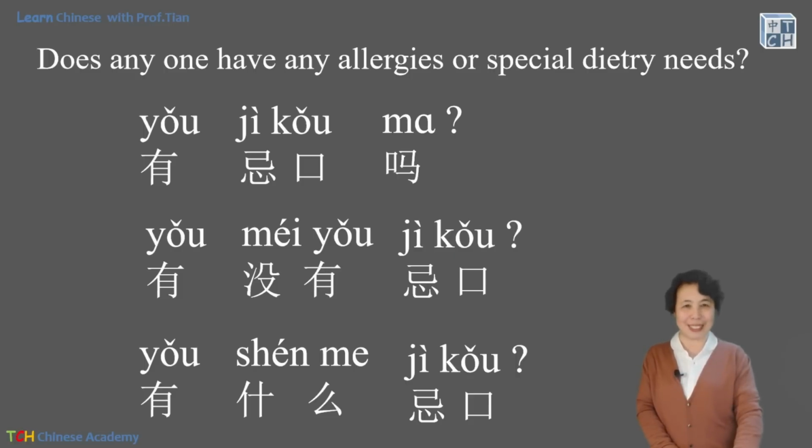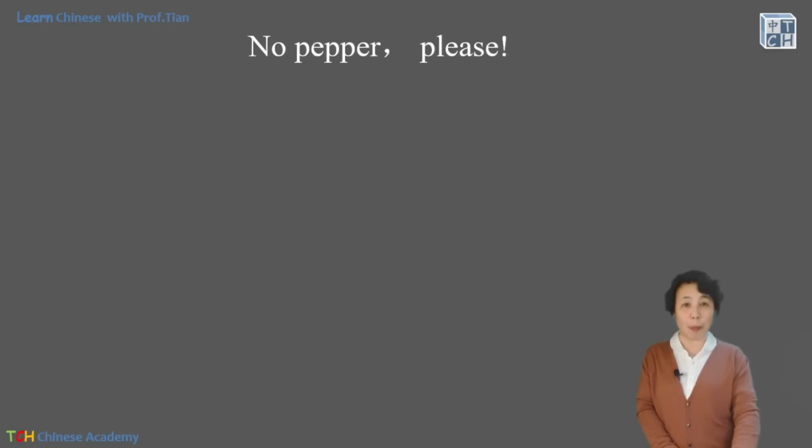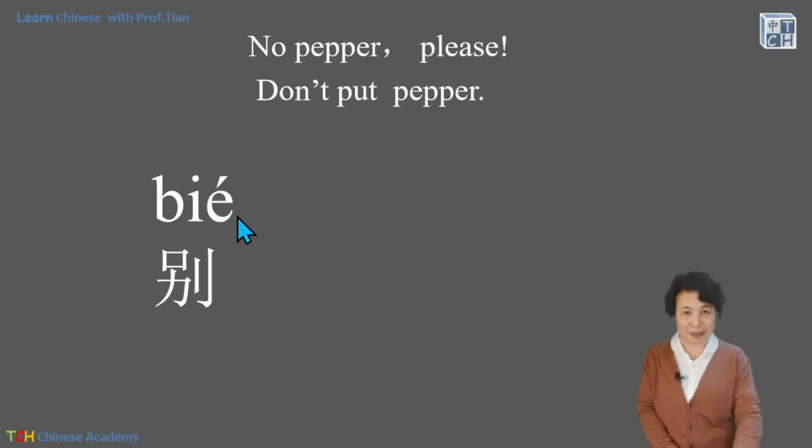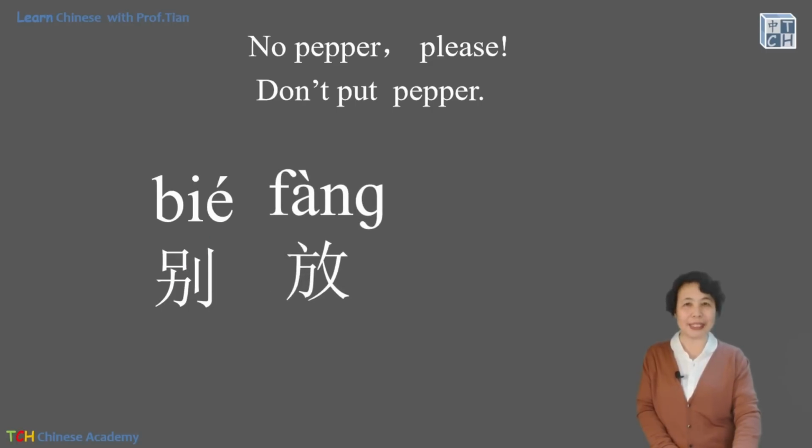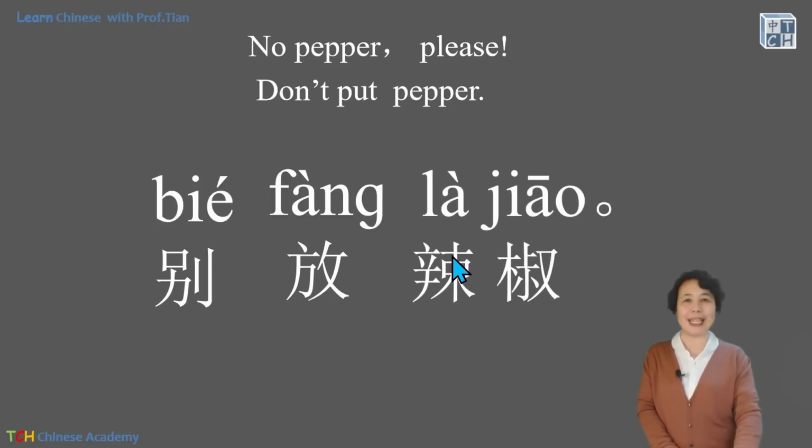If you don't have any, that's easy. You can simply say 没有. But if you do have 忌口, how do you say that? Suppose we want to say, no pepper, please. In Chinese, we say, don't put pepper. So this is the Chinese pattern. Now let's put in the Chinese characters: 别 means don't, 放 means put, and pepper is 辣椒. Put together, it's 别放辣椒.